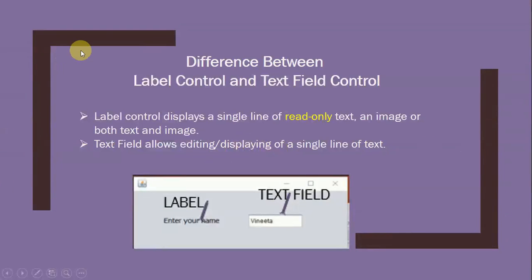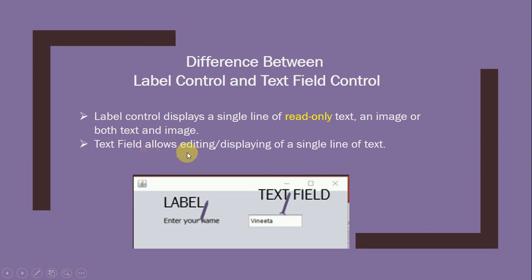Now let us once again understand the difference between label control and text field control. You can see here this is my label control and this is my text field control. Label control only displays a single line of read-only text. It can be an image also, or it can be both text and image. And please remember that text is read-only.